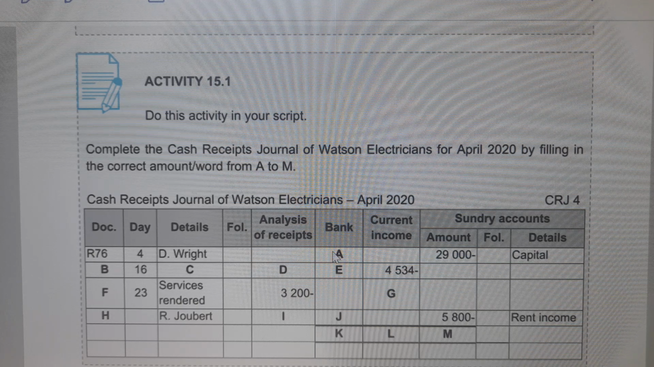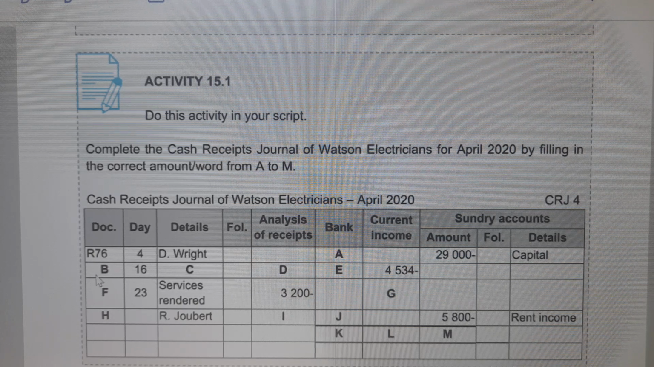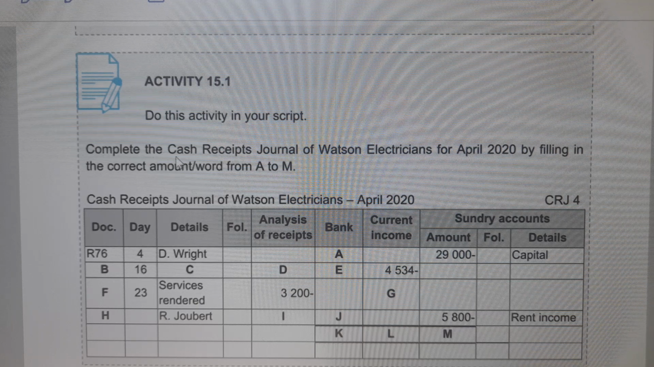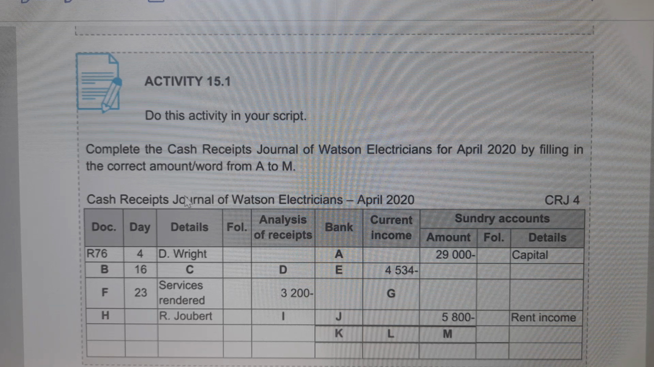And so we have filled number A. So we go to number B. This will be receipt number 2 for day 16, and the details. Okay, let's read. Complete the cash receipt journal of Watson Electrician for April 2020 by filling in the correct word, A to M.